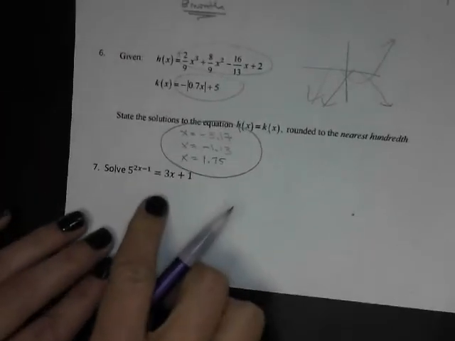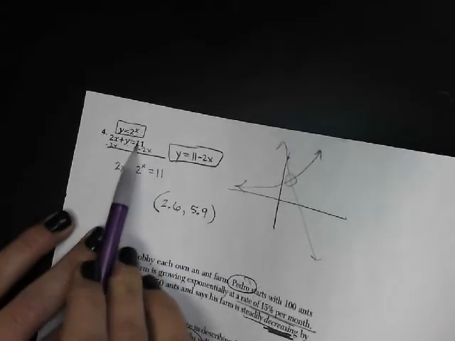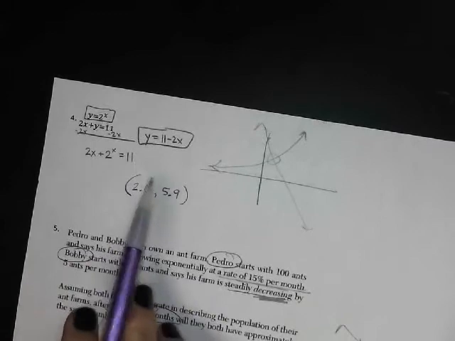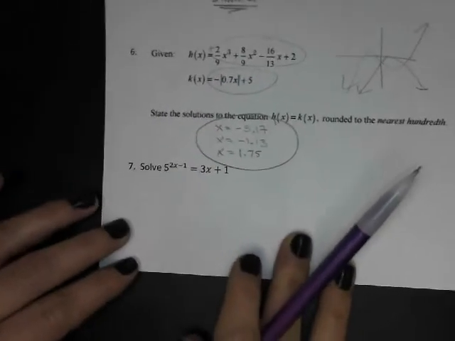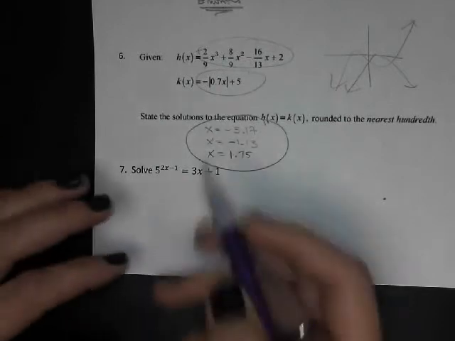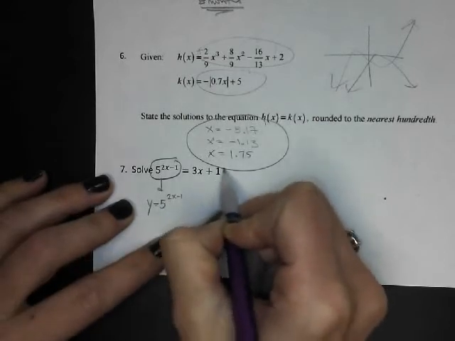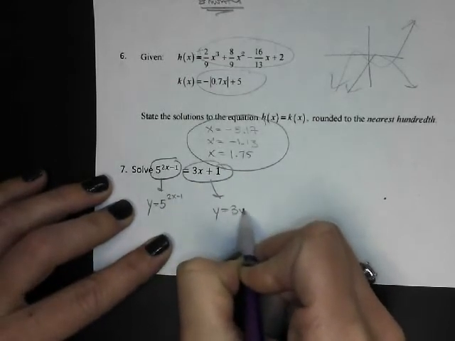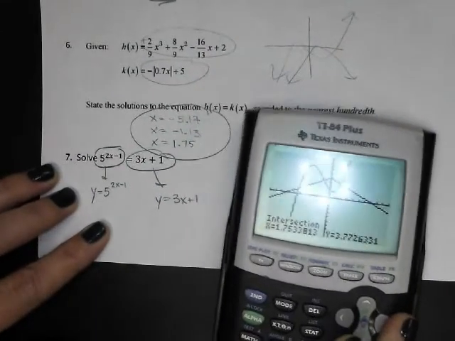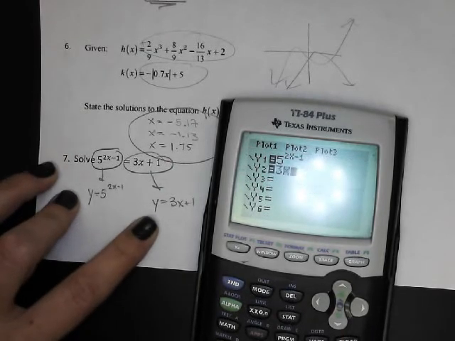Okay, and then our last one here, this one starts off like, just solve the equation. Well, again, it's kind of like this one. It's an exponential and a linear, but this one started as a system. This one doesn't start as a system, but you almost have to treat it as one because you cannot solve that algebraically. So we're going to treat one side like the exponential and the other side like the linear, and just type them both in, 5 to the 2x minus 1, and just 3x plus 1.